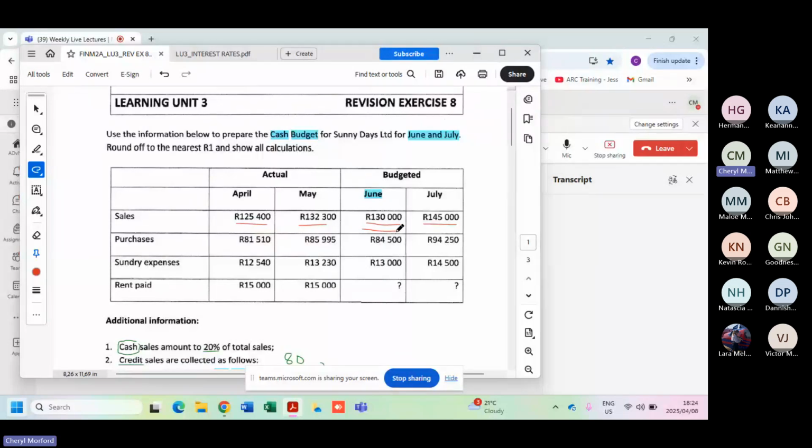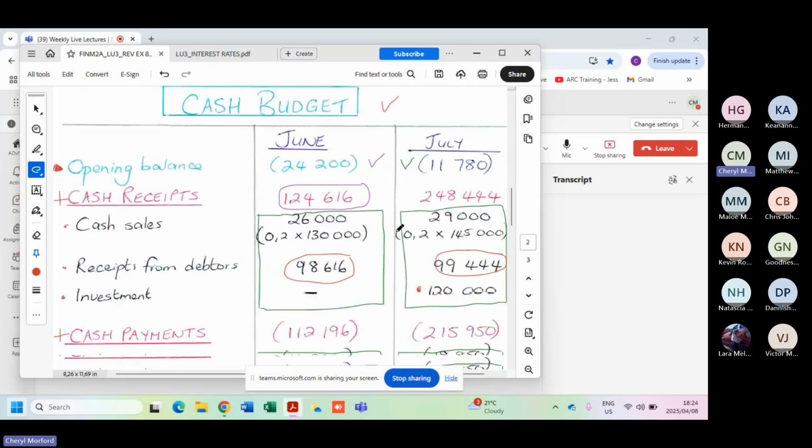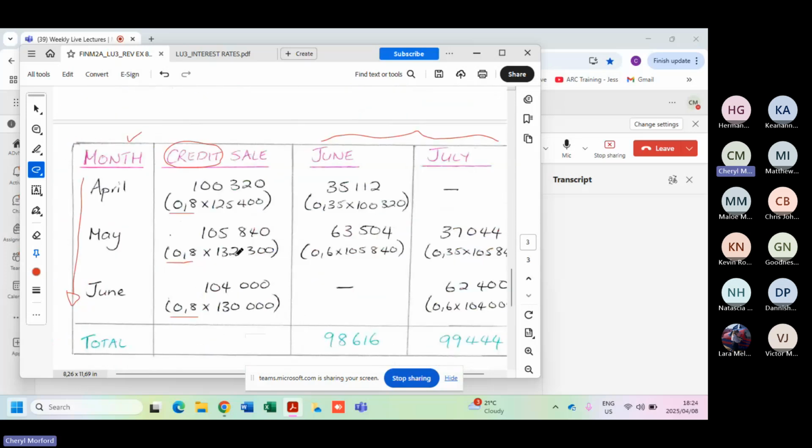Our first payment will be received in August. And we are only starting and doing the cash budget for July and June. So August will be too late. So that's why we're not interested in the sale in July. So let's have a look at my working. So we're going to get, first of all, our 3 credit sale numbers here. These are the important things. Remember, hey, from last week.